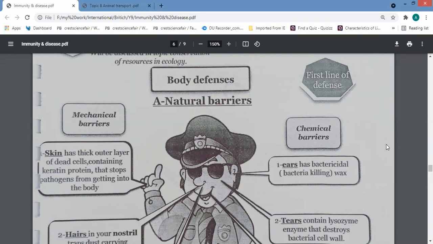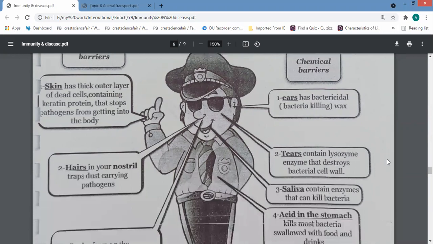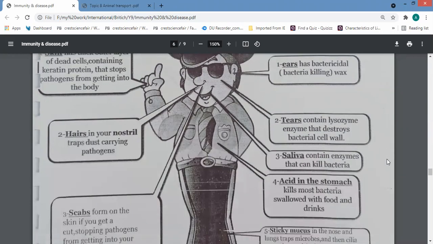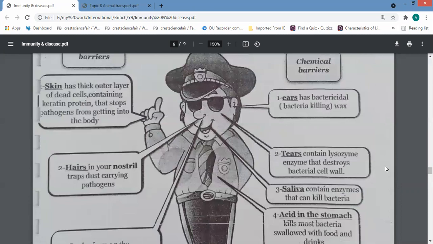Let's talk about the chemical barriers. We have five chemical barriers. Pay attention, please. The first chemical barrier in the first line of defense is the ears. Ears have wax. This wax has the ability to kill bacteria.